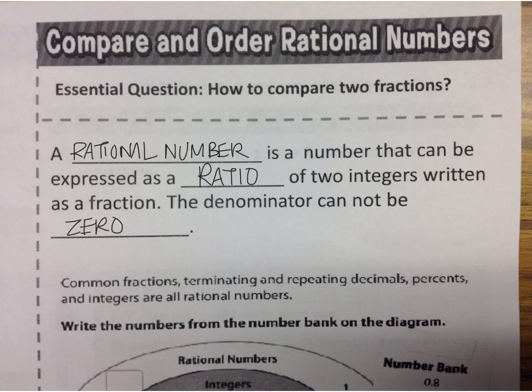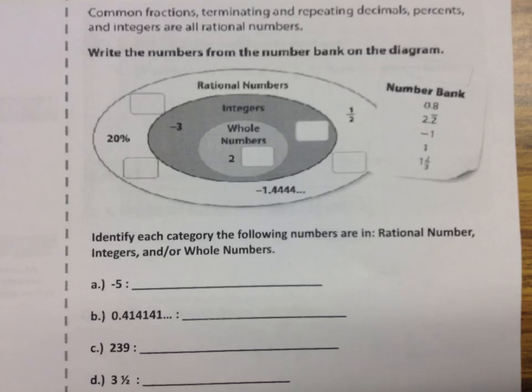By the way, the word ratio is another word for fraction, so you can think of them as the same. They're just comparing two numbers. Common fractions, terminating and repeating decimals, percents, and integers are all rational numbers. Looking at the number bank, the first number, 0.8, is an example of a terminating decimal. It stops. The second one, 2.2 with a bar over the 2, is an example of a repeating decimal. Then -1 and 1 and 2/3.